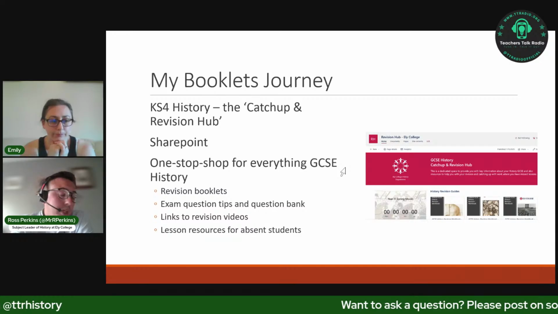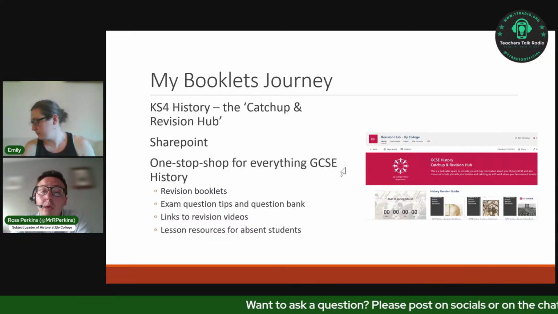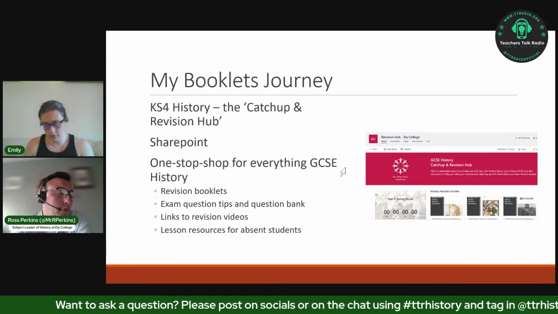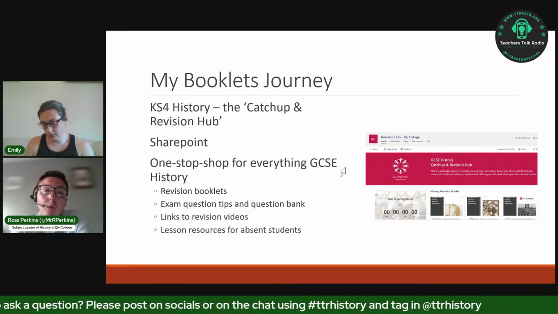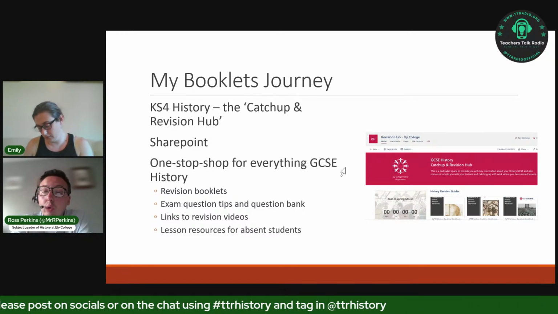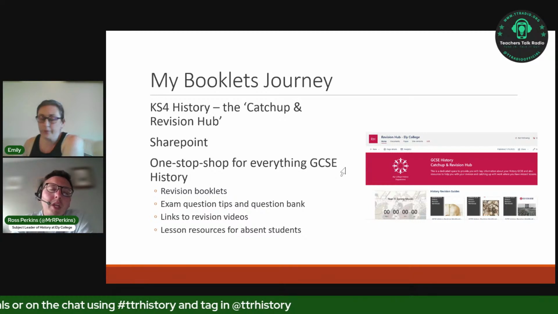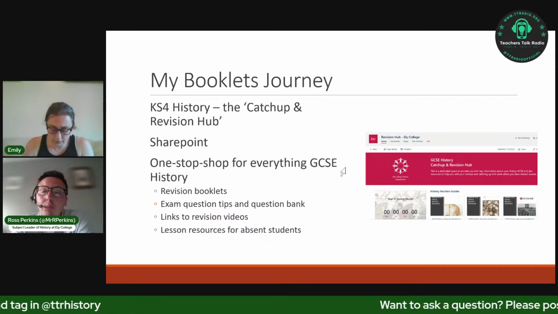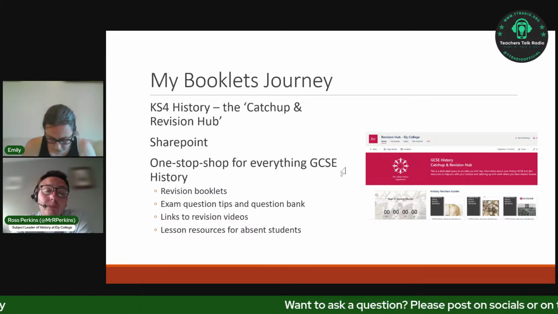But I did spot recently that some teachers were using Microsoft SharePoint as a place to share resources with students. So over the last year or 2, I've been creating something we call our catch-up and revision hub. We've got one for Key Stage 4 and one for Key Stage 5. And really, they act as one-stop shops for everything that they need to support their revision.